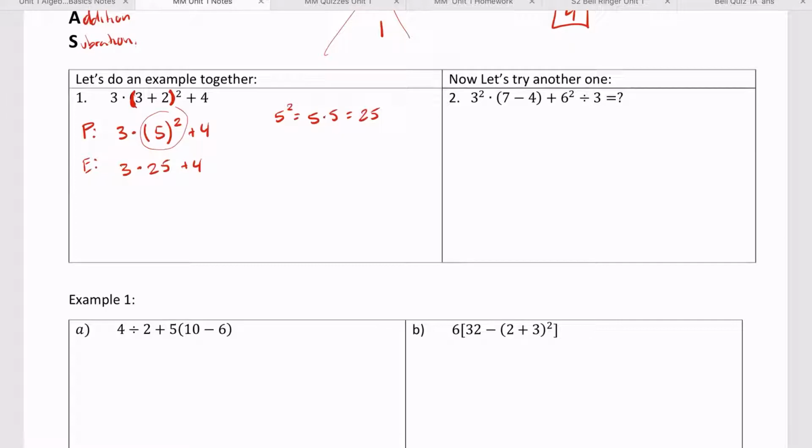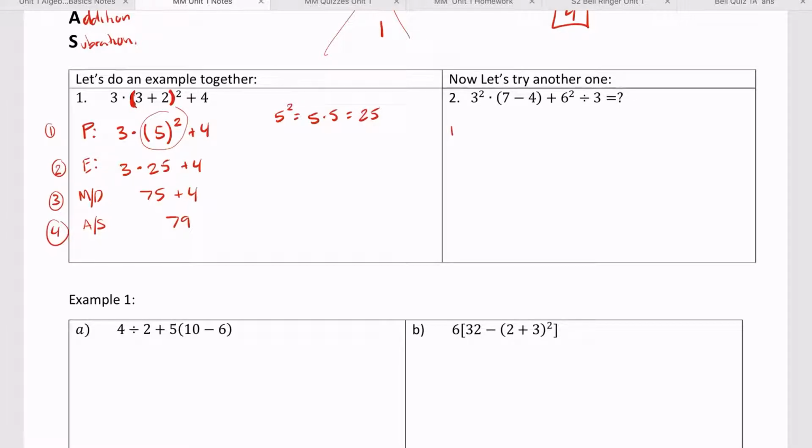Next we do multiplication and division, left to right. So all we have is multiplication. That gives us 75 plus 4. And then we do addition, subtraction. Okay, and you can do it the same left to right. So that would give us 79. Okay, so I kind of like these 4 steps to be able to do PEMDAS. Okay, let's do it again with the next one.